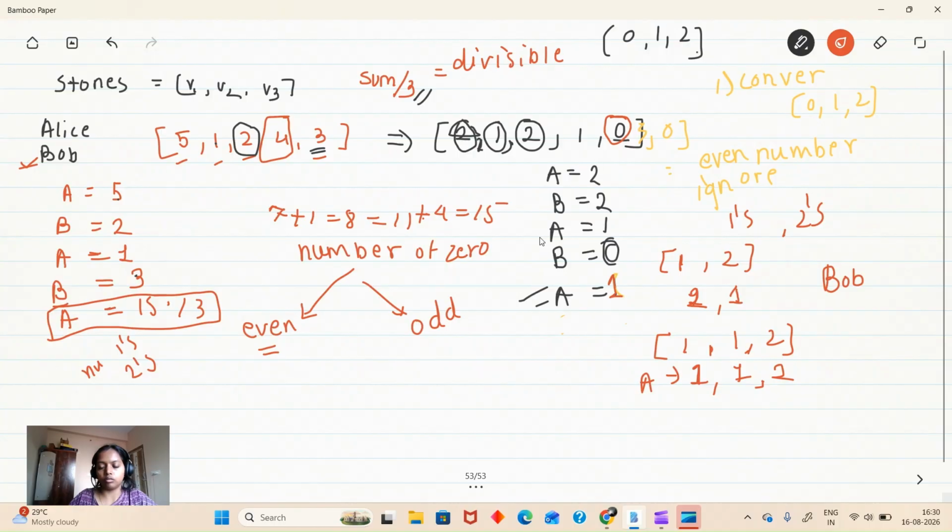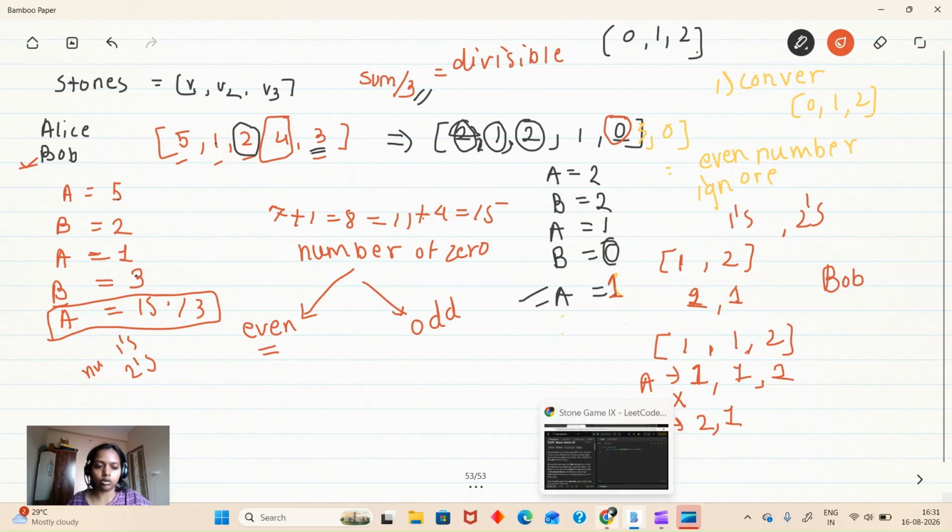Okay, now if this is not the case, let's say Alice will choose the 2 initially. Now what does Bob have to choose? Bob has to choose one only. Why? Because there is no other option. You have only two ones. It has to choose one of these. So it will choose the one, and in this case Alice will win.